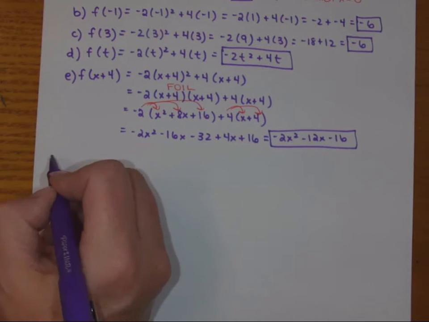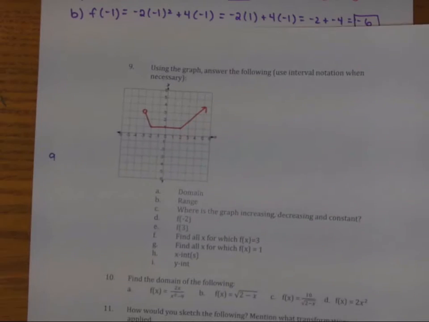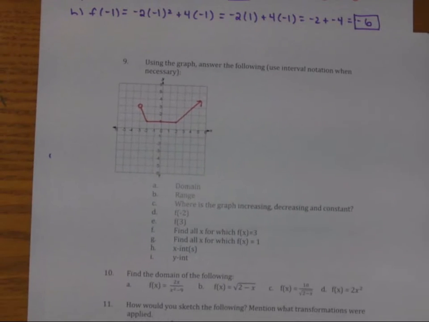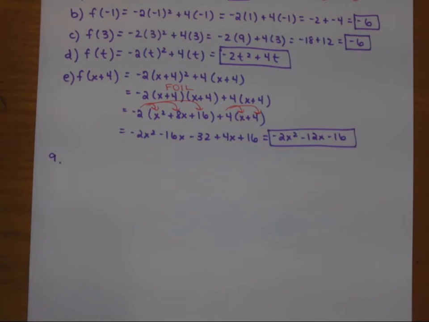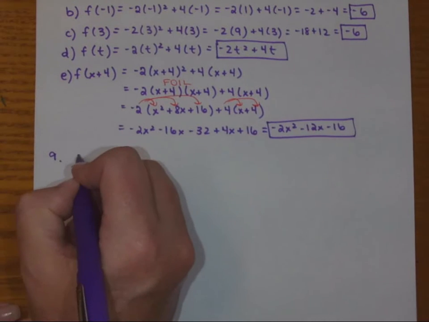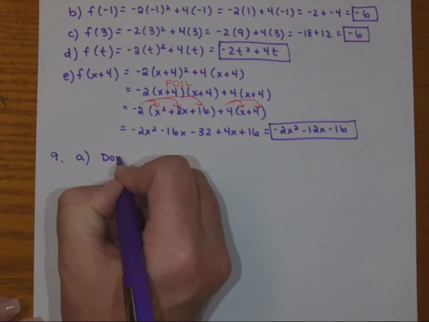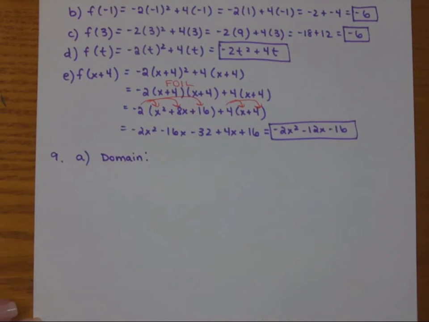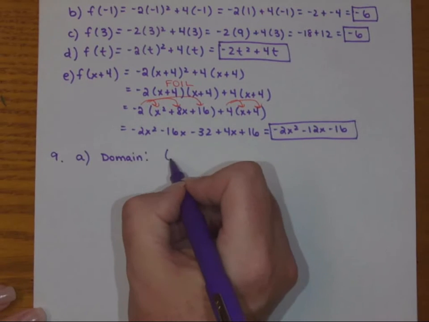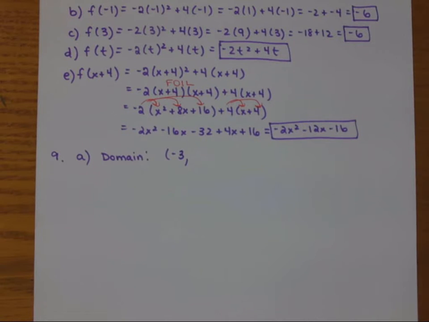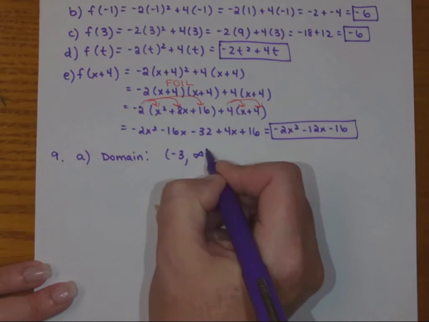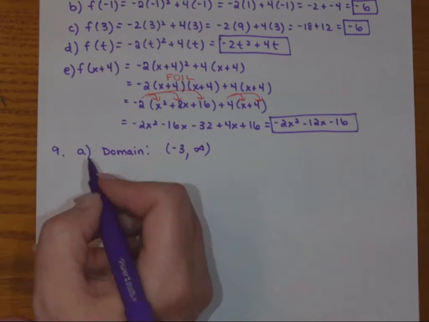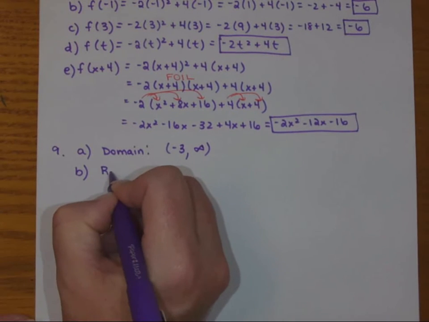Okay, so number 9. Again, I don't want to have to redraw this, so this is what the graph looks like, if you've printed this out like I hope you have. We're just going to run through a list of all kinds of things that we can determine from this graph. So the first one is the domain. If you look at that graph, with domain, we only care about x values. So we begin at an x value of negative 3, and we don't include it, so we use a parenthesis because of that open circle. But then we continue on forever to the right, so that's how we write forever. We use infinity.